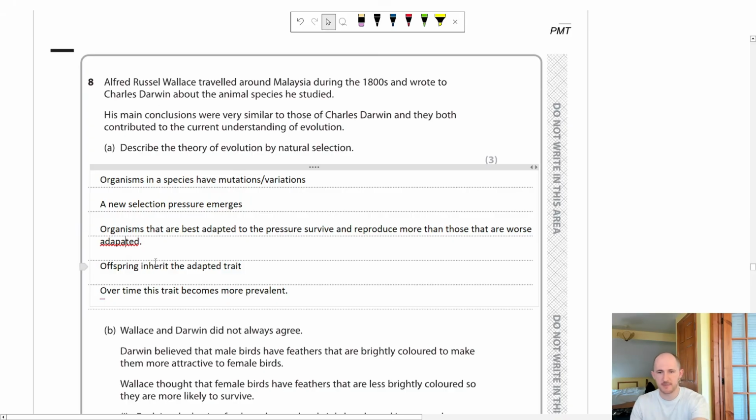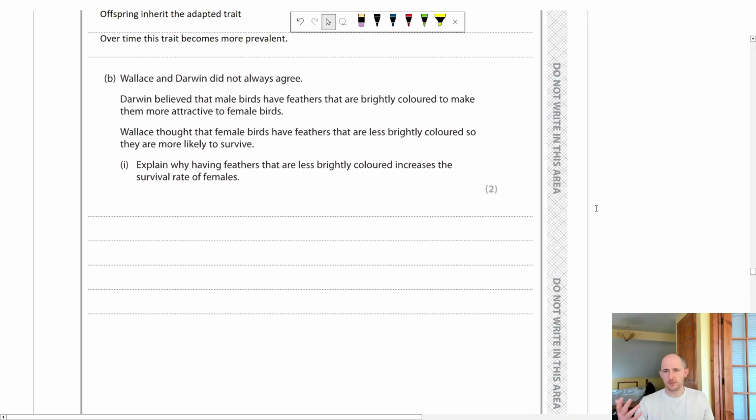Oh, I just realised we're adapted. Alright, cool. So these 2 gentlemen did not always agree. Darwin believed that male birds have brightly coloured feathers to make them more attractive to female birds, whereas Wallace thought that female birds have less brightly coloured feathers so they're more likely to survive.